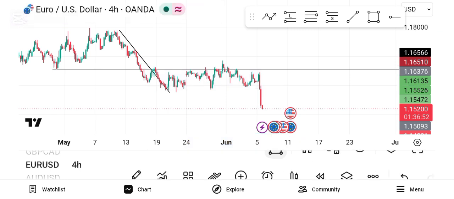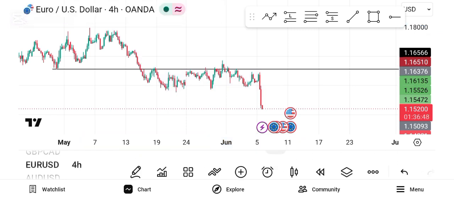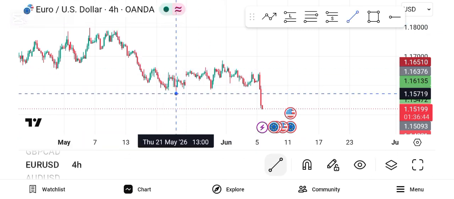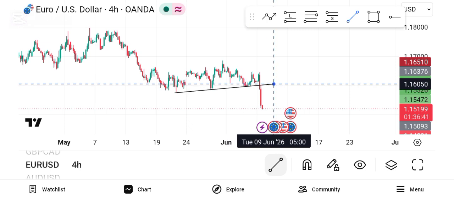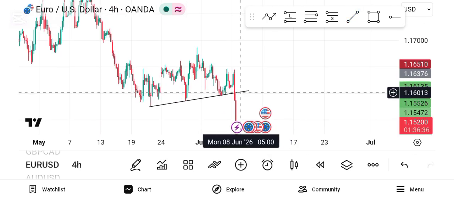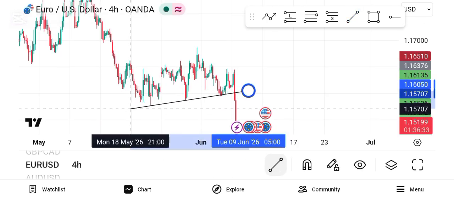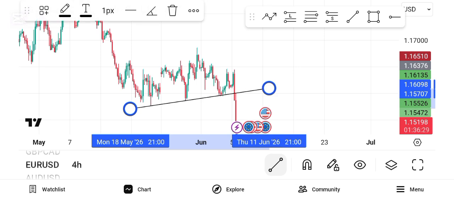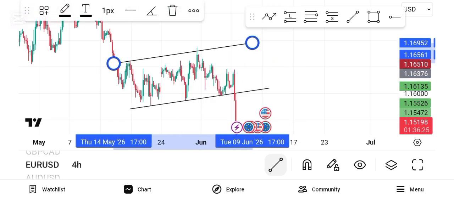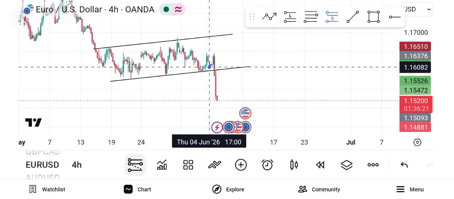So how did I enter? Where did I enter from? Very simple. This was what I did. I looked out for a pattern, connected the low here, connected this, and I was like, if price should break below this low, I'm going to enter. Very simple. This was a correction. If price should close below the low, I'm going to enter. And now price did that. Price closed below the low, and I entered.